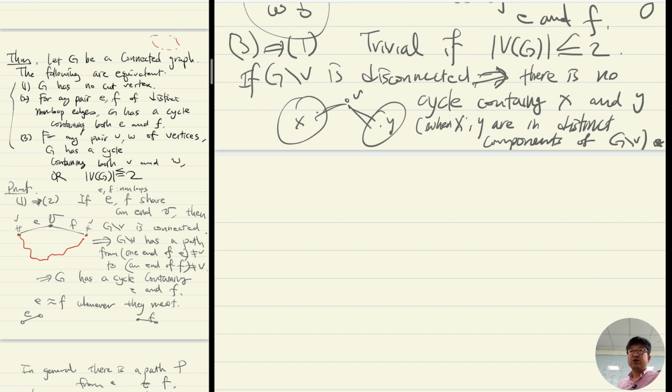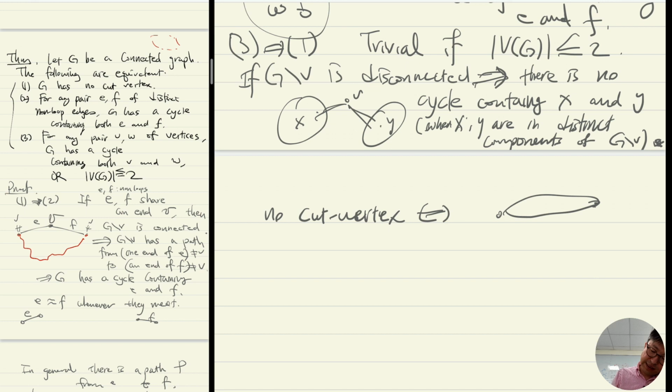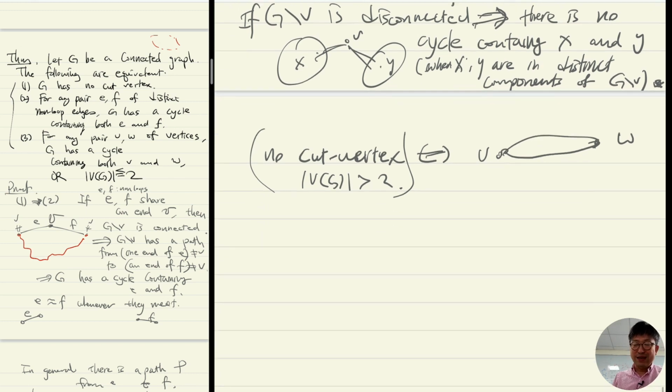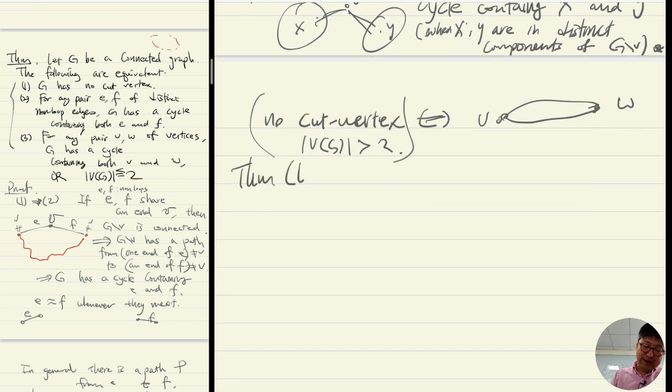So that's it. Having no cut vertex is the same as having such a thing. So having no cut vertex is the same as saying almost like you have a cycle for any pair of vertices. Later, we'll talk about the generalization. But anyway, here's a theorem due to Whitney.